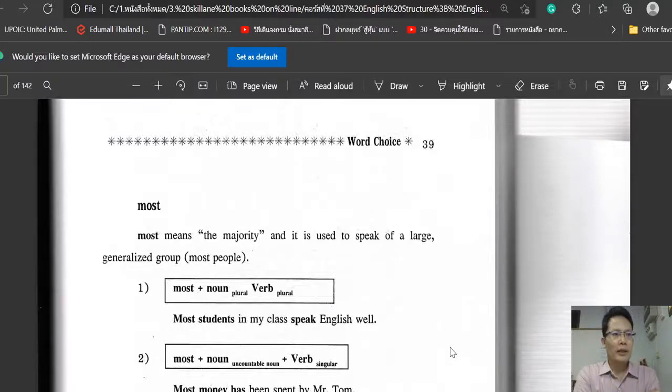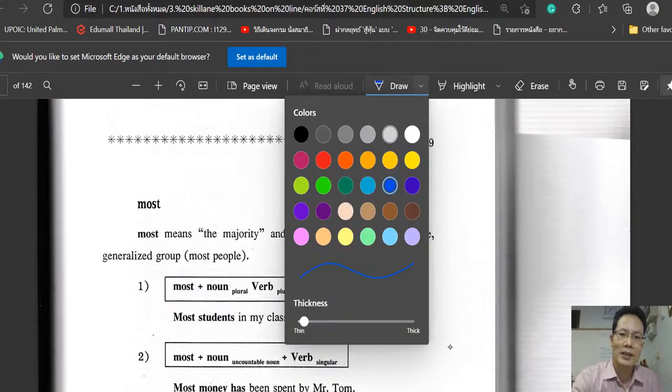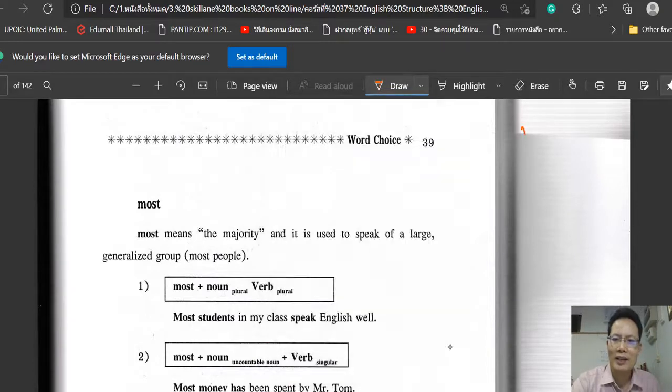The next one is most. The first word, most. The next one is which one? Almost, right? Most, almost. Four words, similar. Similar what? Similar sound. Most. The second word is almost. The third one is the most.